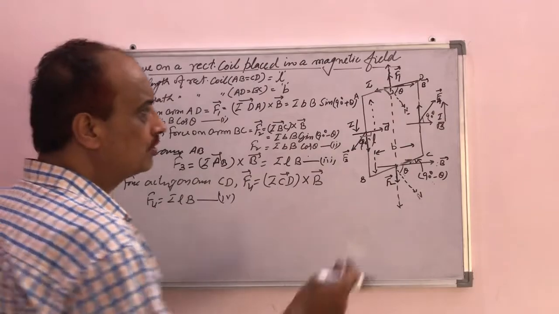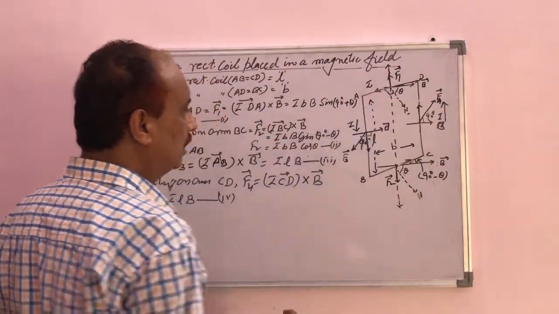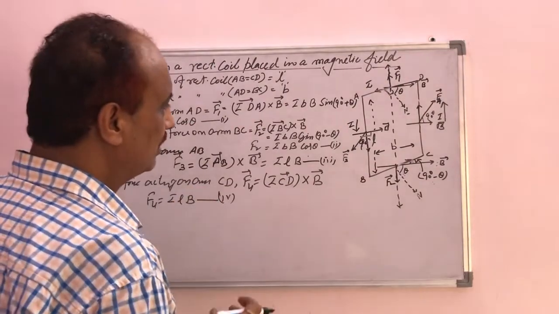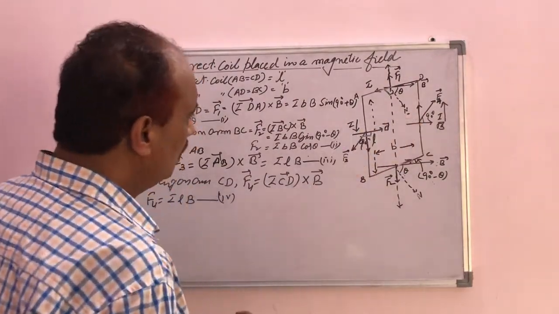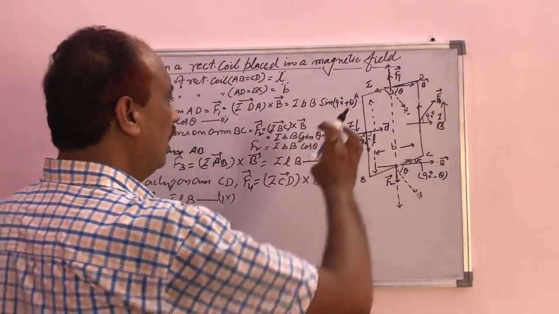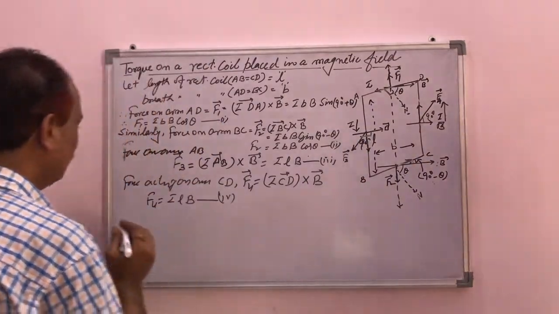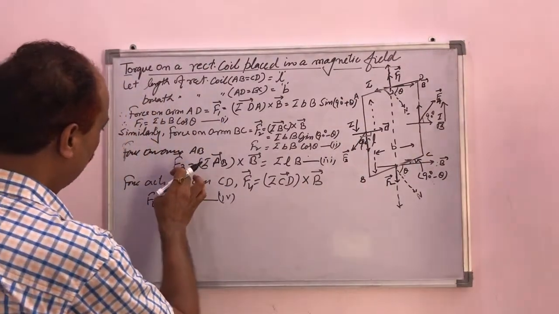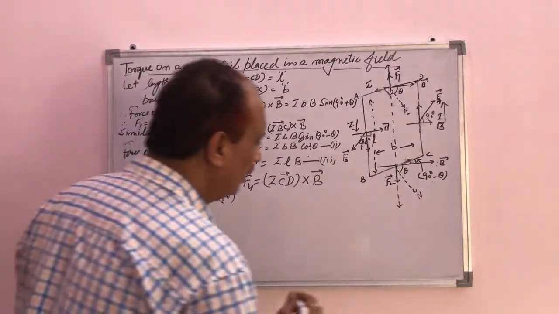But these two forces are acting on these two parallel arms of the rectangular coil, equal and opposite in direction. So they have some perpendicular distance between them. So we can explain the torque acting on the rectangular coil on these two arms. The torque can be produced by these two forces, F3 and F4. So for F3 and F4, we can draw another diagram.